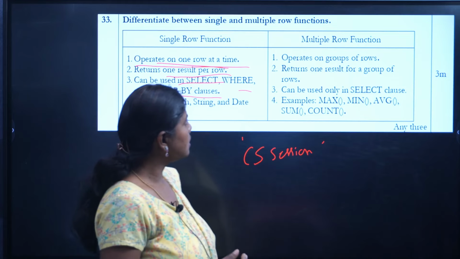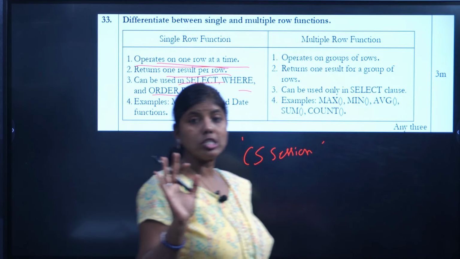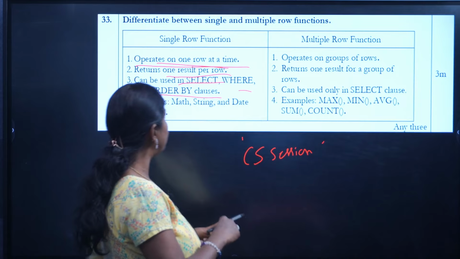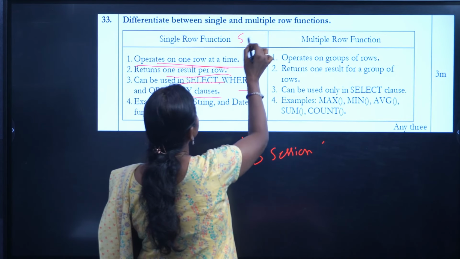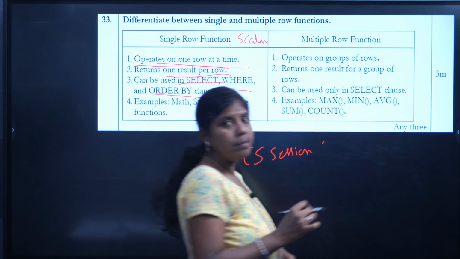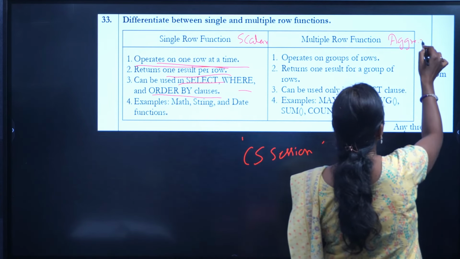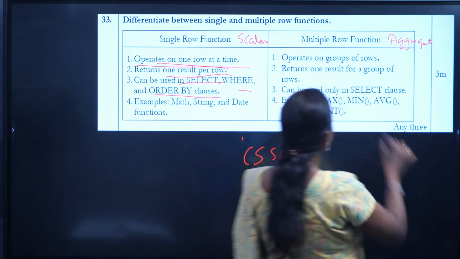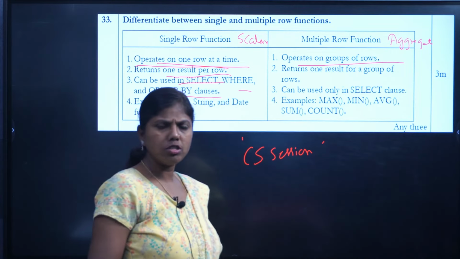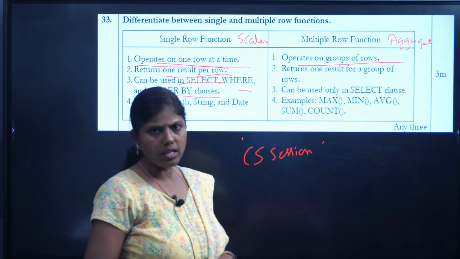Okay, we'll go for the multiple row functions. Multiple row functions are also called aggregate functions. Let me repeat: single row functions are called scalar functions. Multiple row functions mean aggregate functions. They operate on groups of rows. For example, we'll go back to the 25th slide.